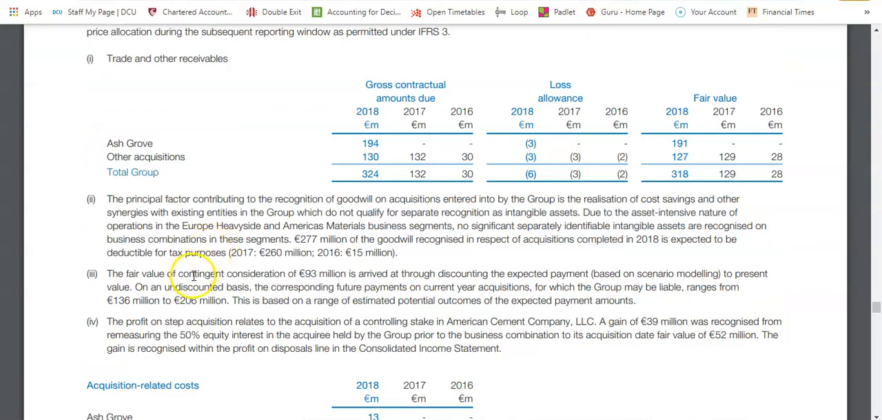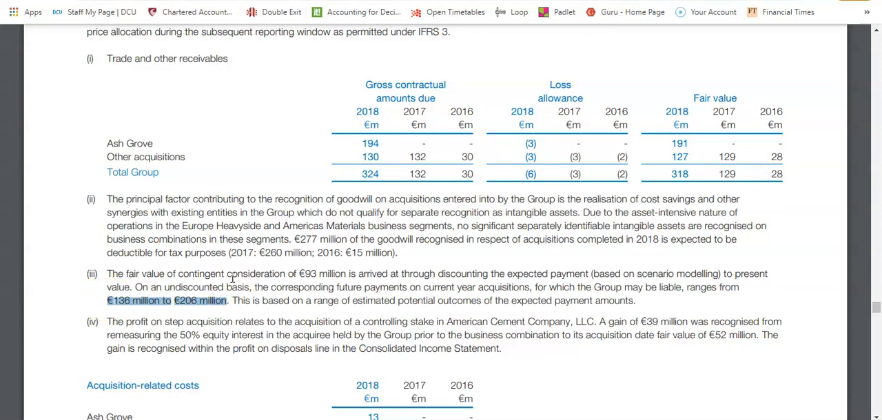The fair value of contingent consideration is 93 million, arrived at through discounting the expected payments. So they do scenario modeling to see, well, what is the best outcome in this contingent consideration? Are we going to meet the relevant targets? And on an undiscounted basis, the future payments may range from 136 to 206. So what they're saying is if all of these targets are met, we might have to pay between 136 and 206 extra million in consideration.